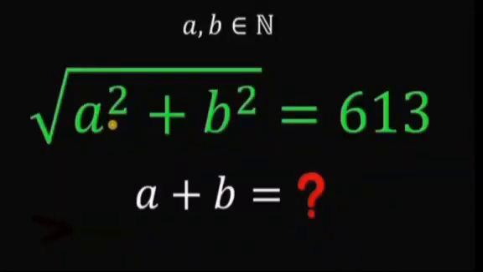Given this equation, square root of a squared plus b squared equals 613, wherein a and b are both natural numbers, then our goal in this question is to find the numerical value of a plus b.